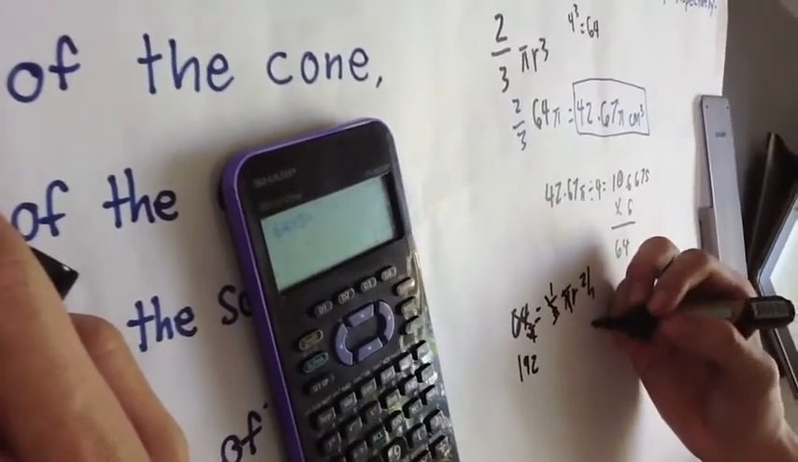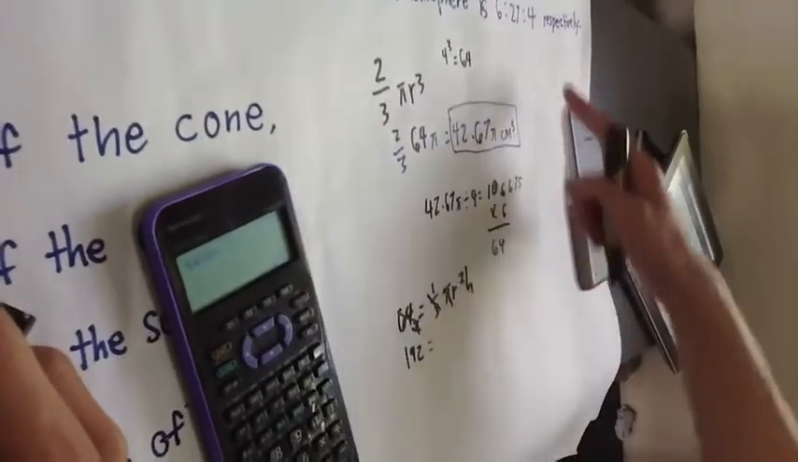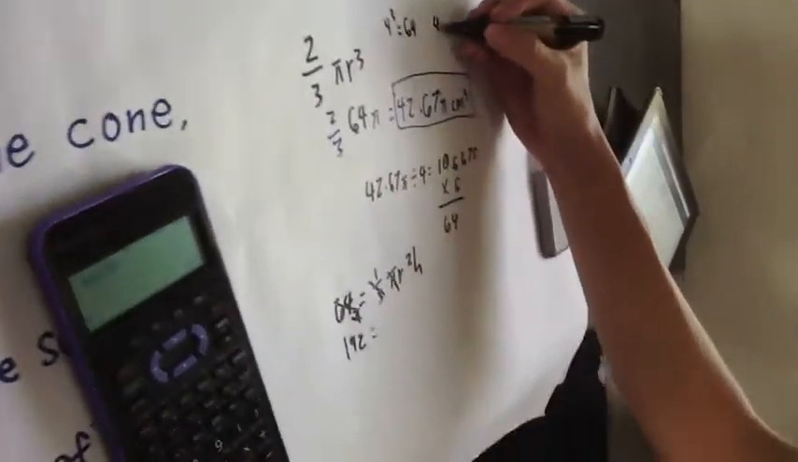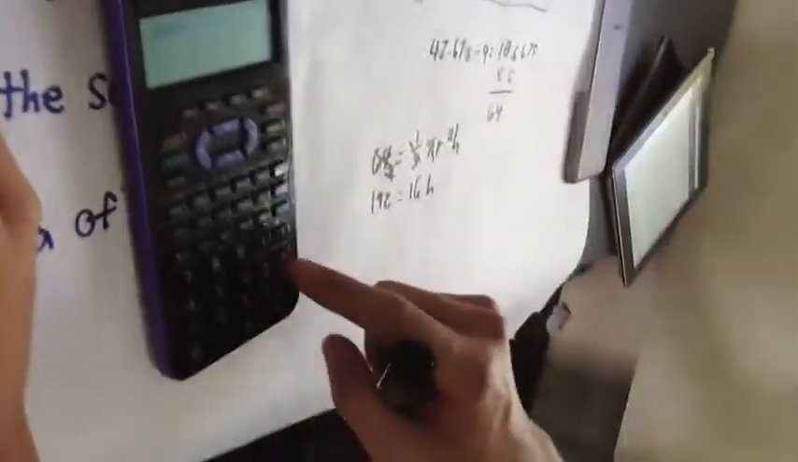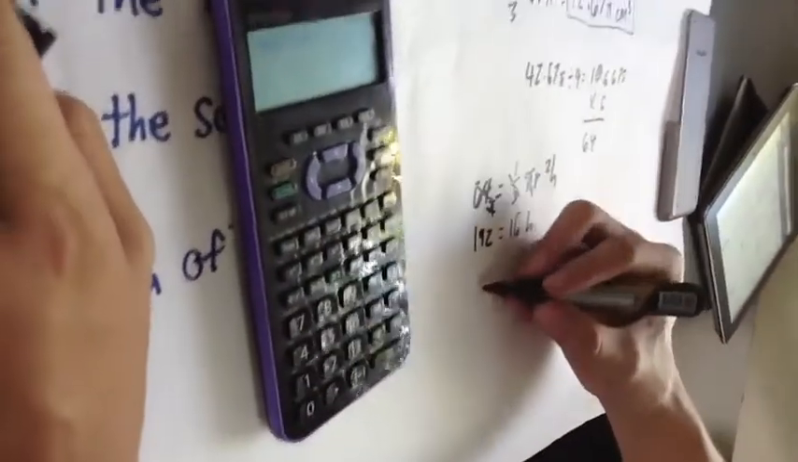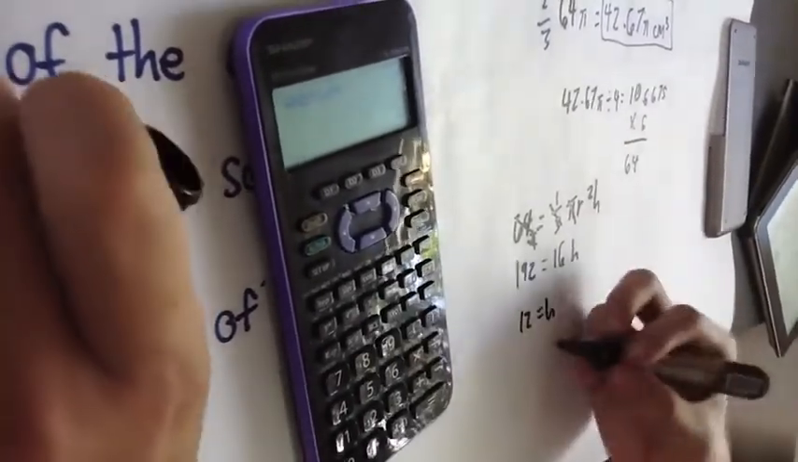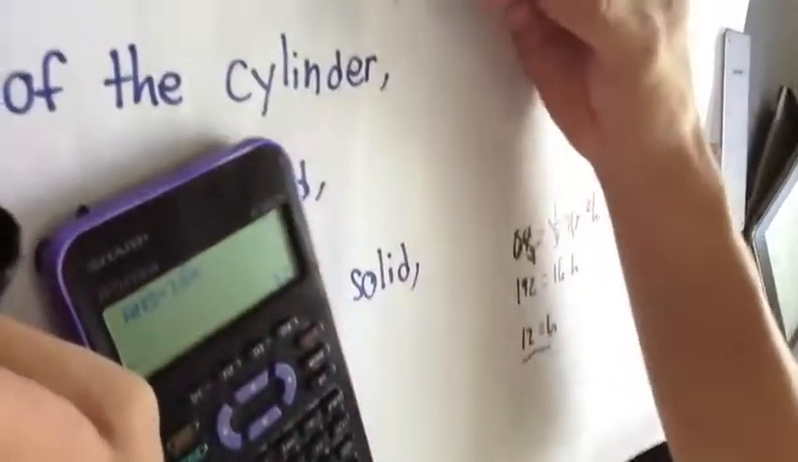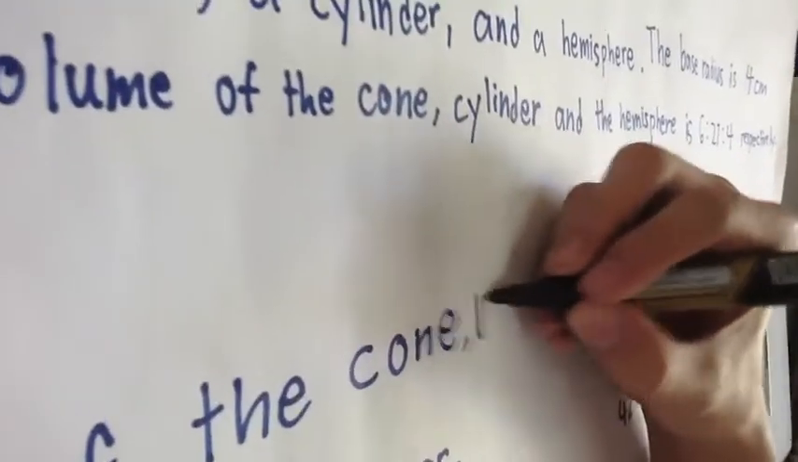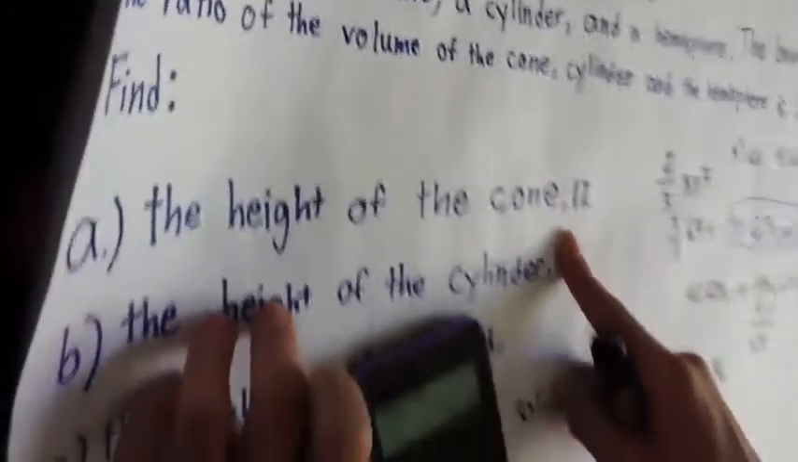Then the r squared, we all know, is 4 times 4, which is 16. So 192 divided by 16 is 12. So the height of the cone is 12. Let's write that down. Height of the cone is 12. That's the answer for A, 12.